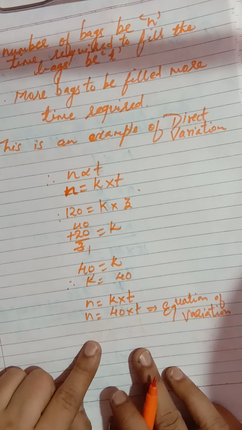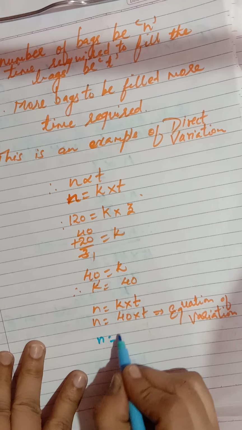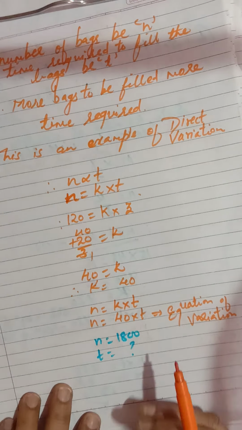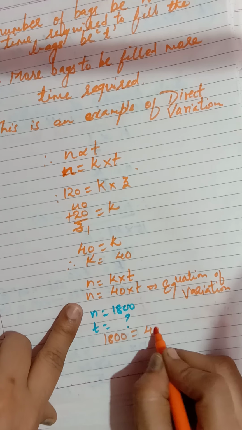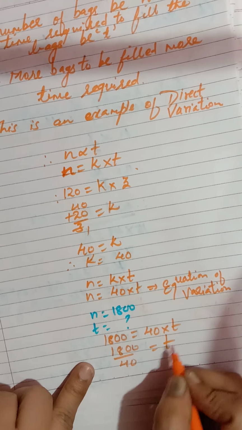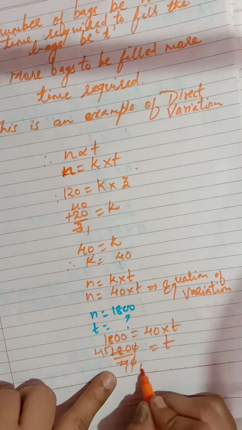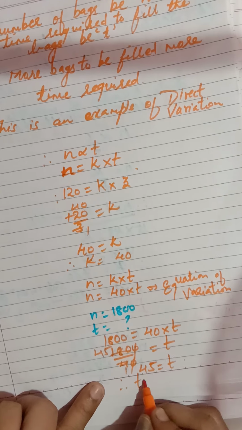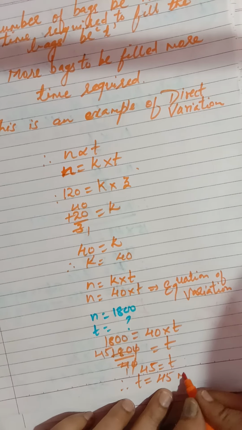Now what is given? n is equal to 1800, and they have asked for the time required in the second part of the question. So substitute the values: 1800 is equal to 40 into t. 1800 upon 40 is equal to t. Cancelling the zero, 4 fours are 16, and 20 remaining gives 45. So t is equal to 45 minutes.